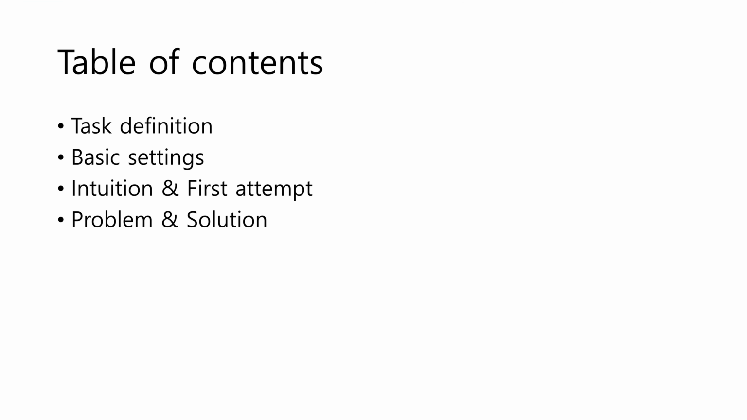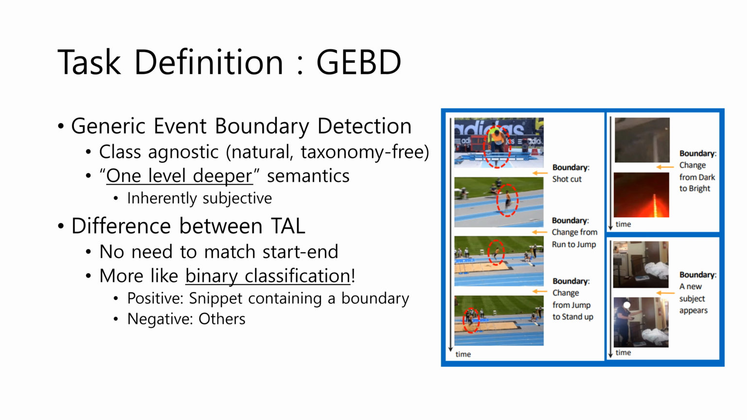So, this is the table of contents. As you all know, Generic Event Boundary Detection, or GEBD, is a task that aims to detect class-agnostic event boundaries. Note that the annotation itself is very subjective, one level deeper than the whole video semantics. Since the target boundaries are just a result of natural human perception without a concrete criterion, we thought that it would be the most challenging aspect when we deal with the task.